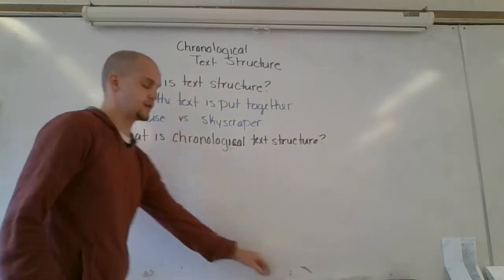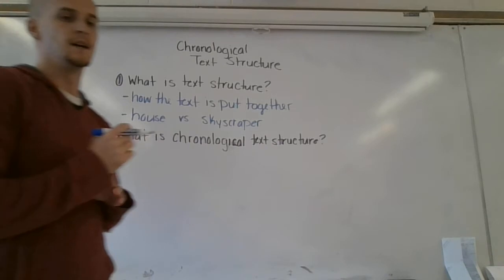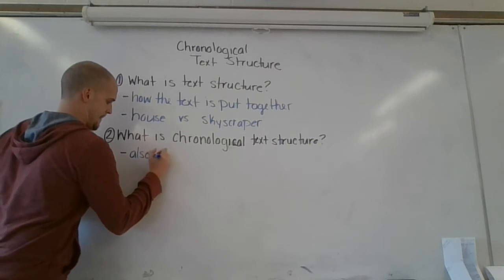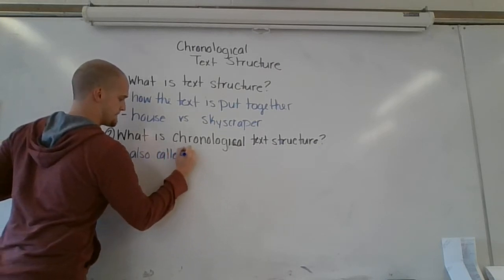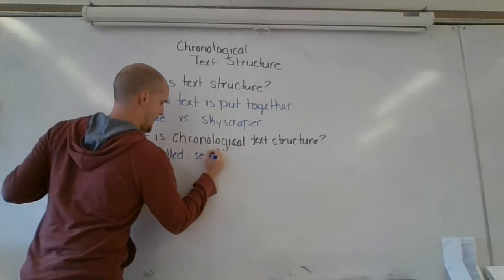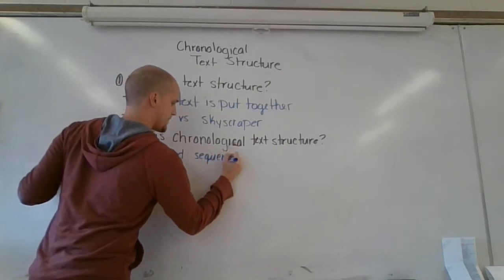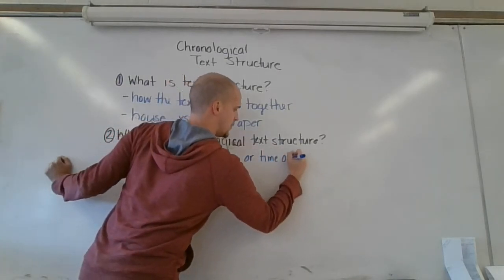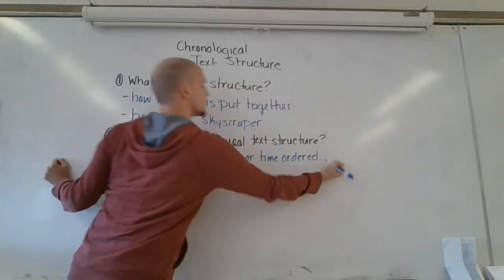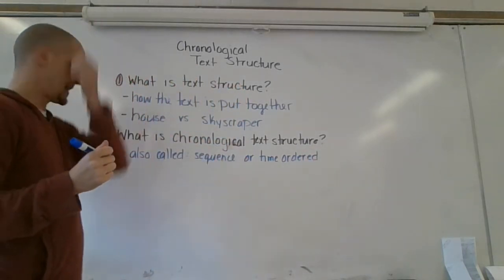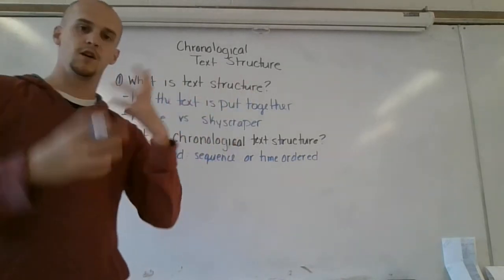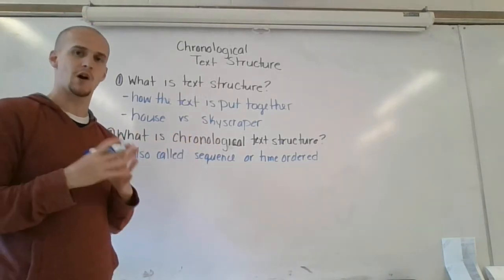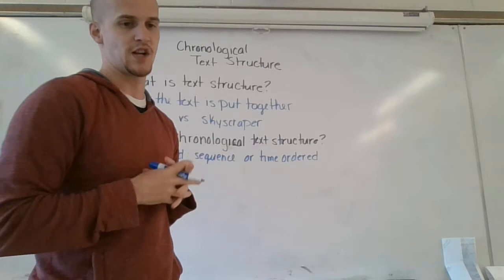What is chronological text structure? Chronological text structure has other names. It can also be called sequence, or time order. So it could be called sequence or time-ordered text structure. All of those are interchangeable ideas or words. They're just synonyms. They all run together.